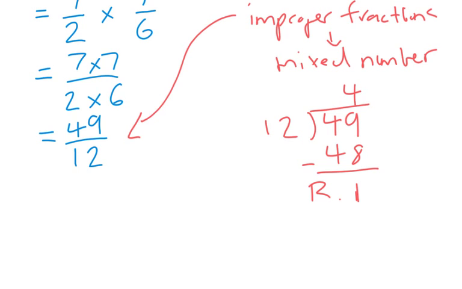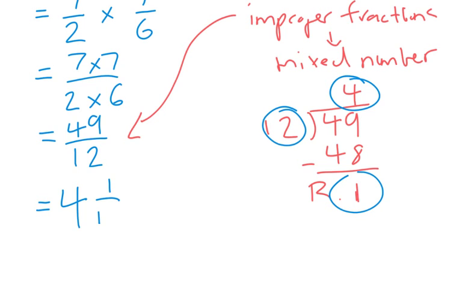What exactly are we going to do with these numbers? Well, the 4 actually becomes the integer. The remainder of 1 actually becomes the numerator, and the 12 actually becomes the denominator. And there we have our final answer of 4 and 1 over 12. You cannot reduce 1 over 12, so we can just leave it.